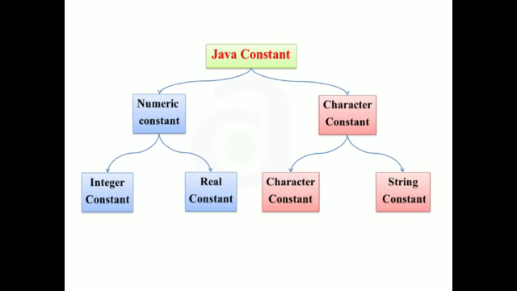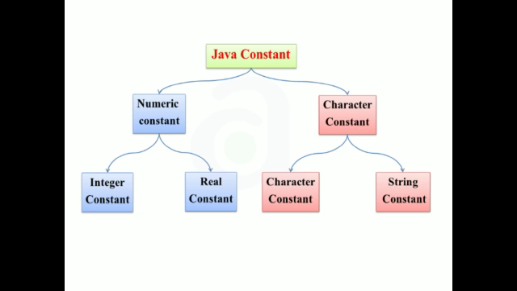We are going to classify the Java constants into two types. One is the numeric constants and the character constants. And numeric constants are again classified as integer constants and the real constants. Whereas character constants are classified as character constants and string constants.